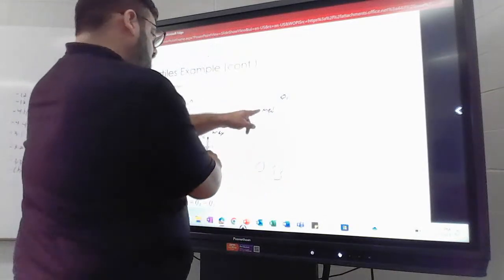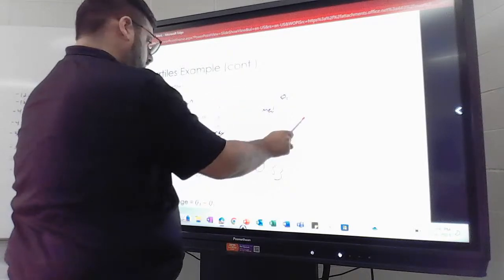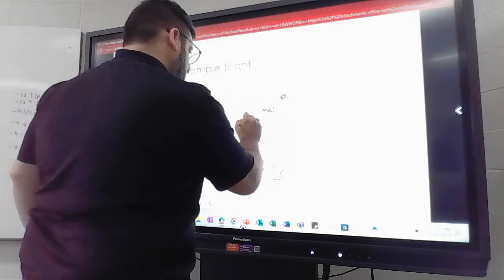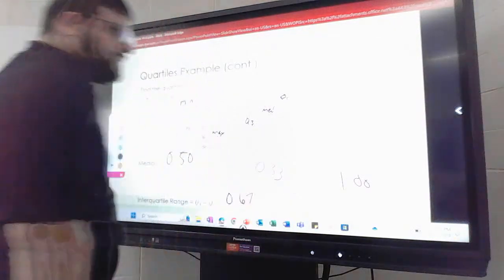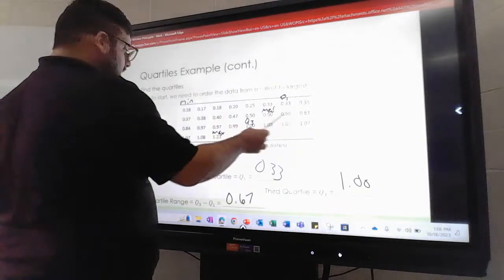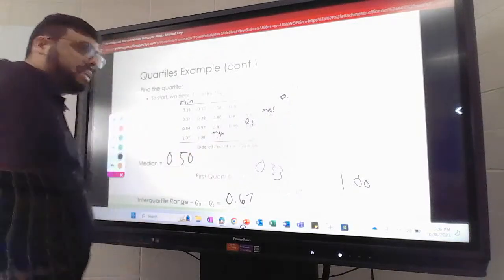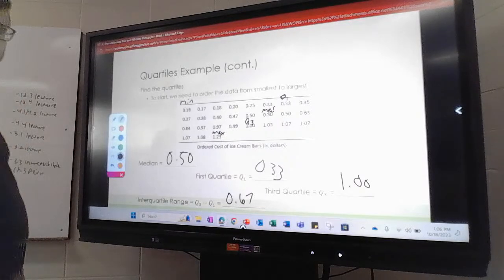Now for my third quartile. Again, we don't include the median. Here's my third quartile, $1. Finding my interquartile range, that's $1 minus 33 cents. That's 67 cents. So again, a small interquartile range. That tells me that this data is not very spread out in the middle. In fact, the only big jump that I can see is from 63 cents to 84 cents, so that's not very spread out.